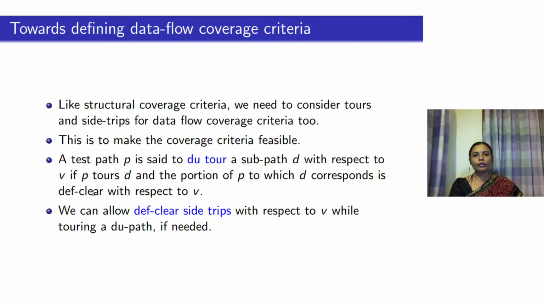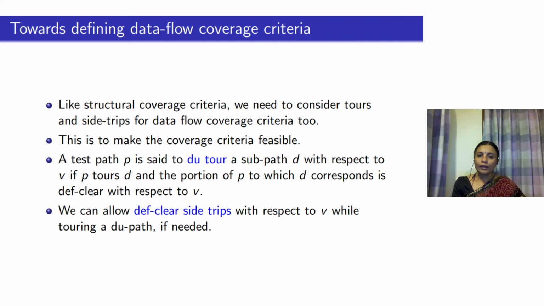Now we are ready to define data flow coverage criteria. Sometimes you remember when we did structural coverage criteria, to make prime path coverage especially feasible, we had to look at side trips and detours. Here also, we can look at side trips and detours. In graph coverage, always side trips and detours are permitted to make coverage criteria look feasible.